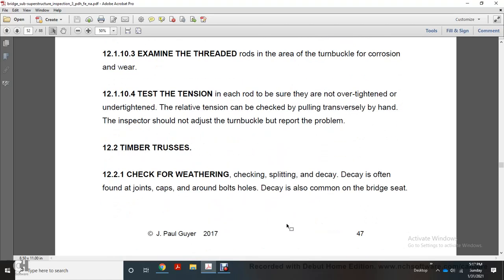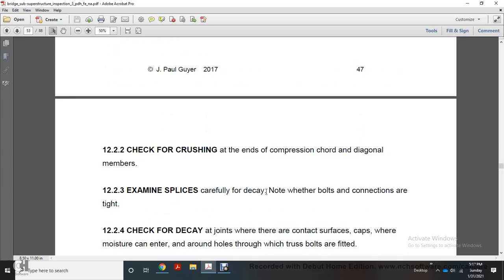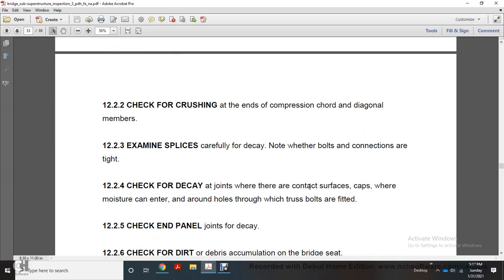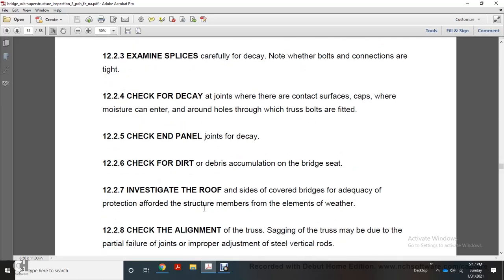Timber truss: check for weathering, checking, splitting, and decay. Decay is often found at joint caps and around bolt holes. Decay is common in the bridge seat. Check for brooming at the end of the compression chord and diagonal members. Check splices and splices carefully for decay, and whether the bolts or connections are tight. Check for decay at joints, which are contact surfaces where moisture enters around the holes where the truss bolts are fitted. Check the end plate joints for decay. Check for dirt and debris accumulation at the bridge seat.